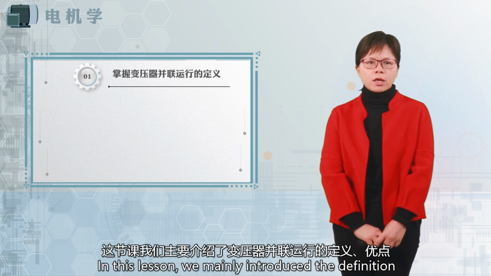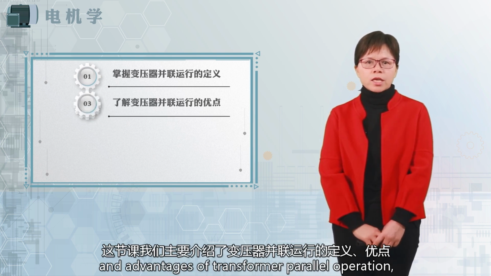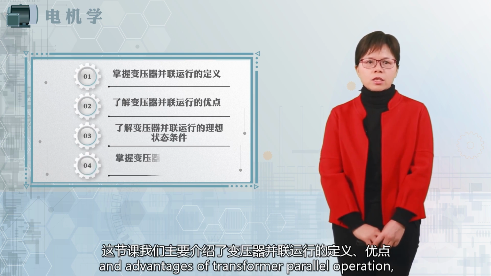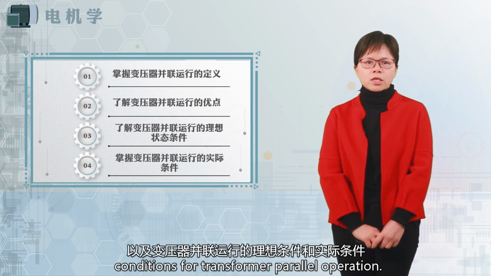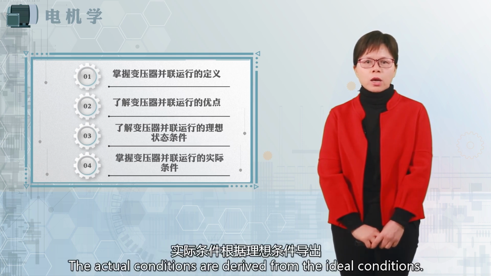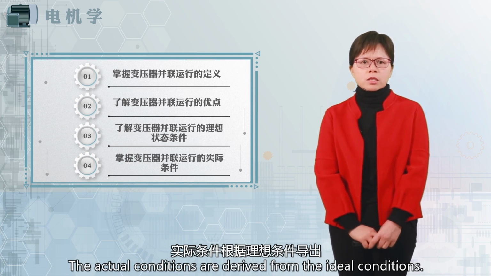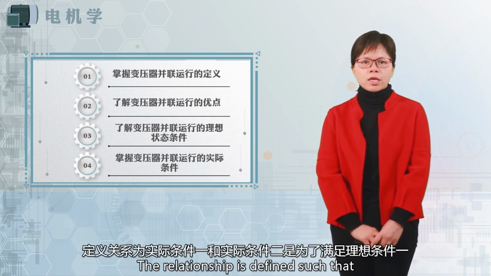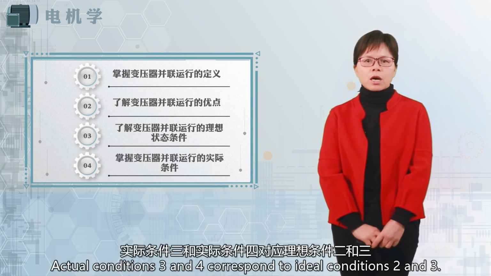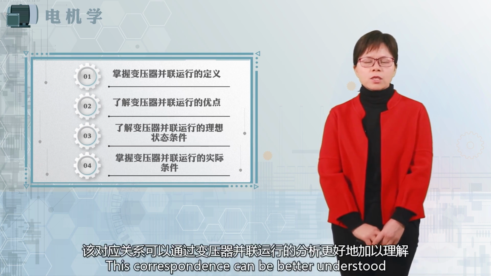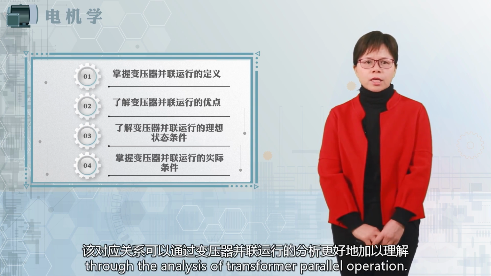In this lesson, we mainly introduce the definition and advantages of transformer parallel operation, as well as the ideal and actual conditions for transformer parallel operation. The actual conditions are derived from the ideal conditions. The relationship is defined such that actual conditions 1 and 2 are to meet ideal condition 1. Actual conditions 3 and 4 correspond to ideal conditions 2 and 3. This correspondence can be better understood through the analysis of transformer parallel operation.